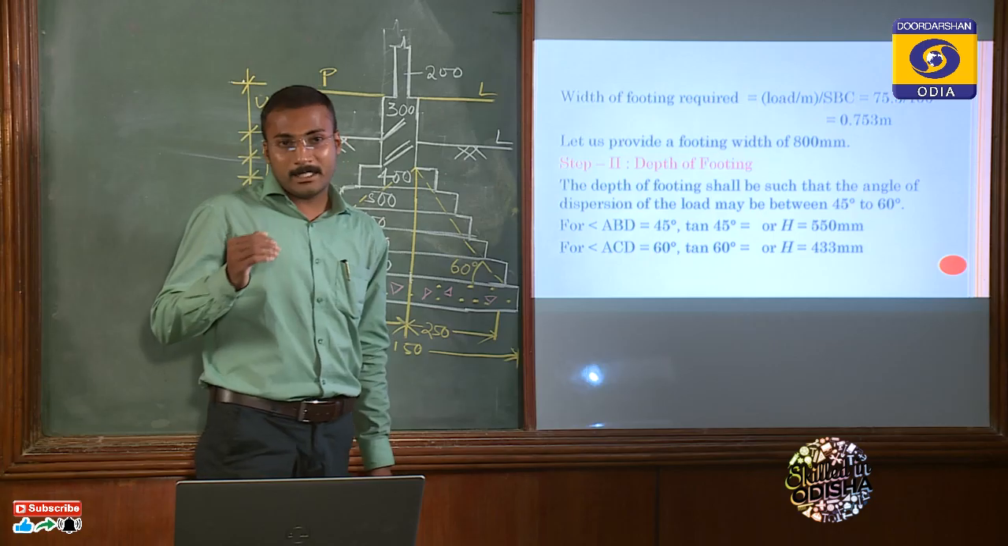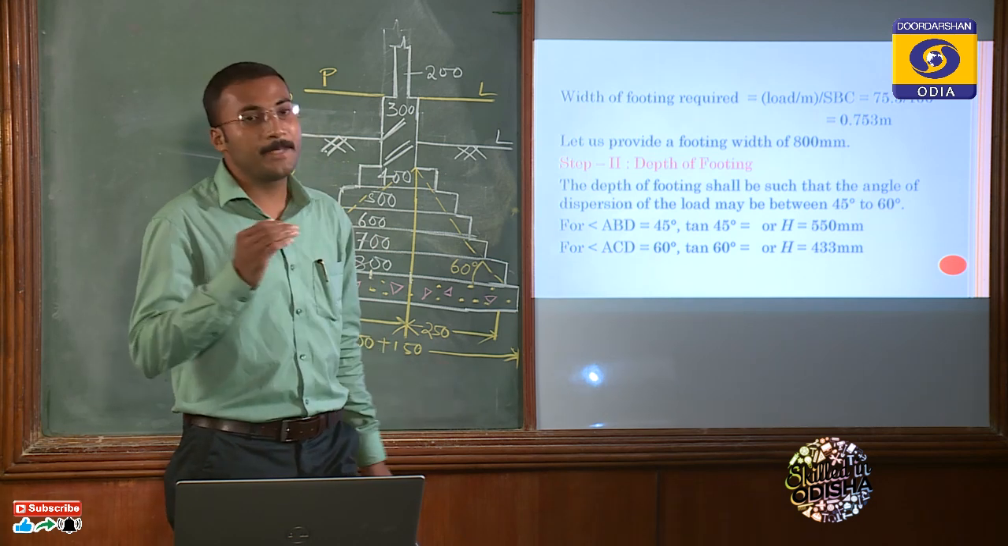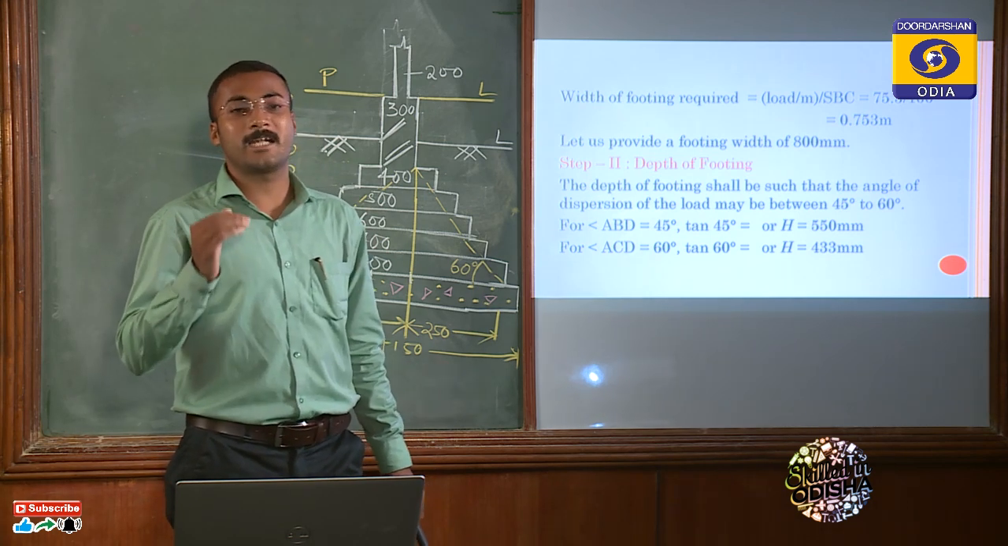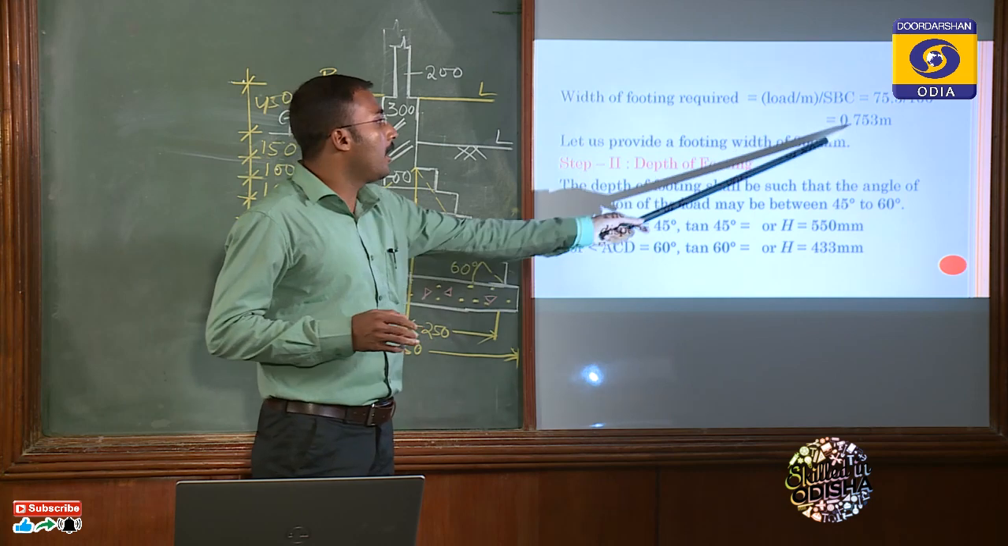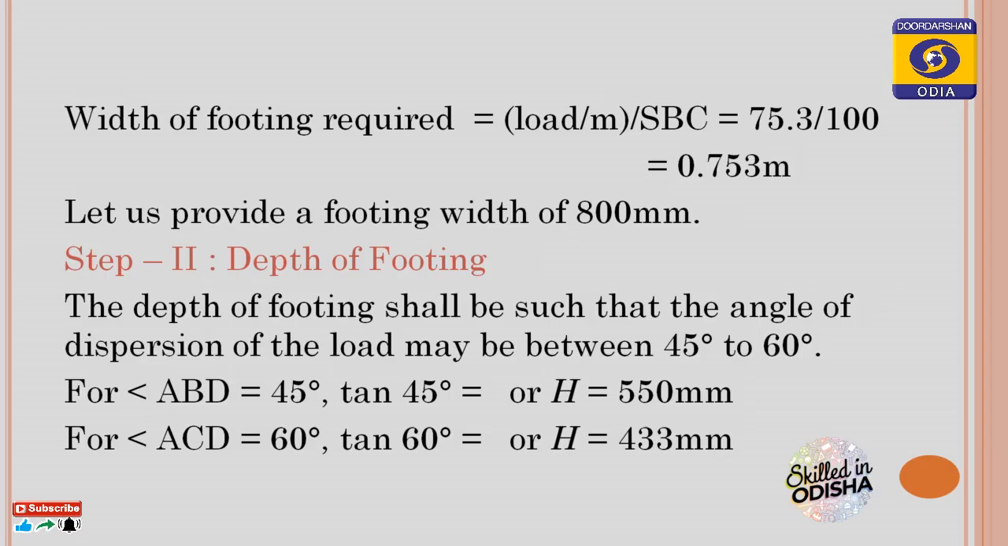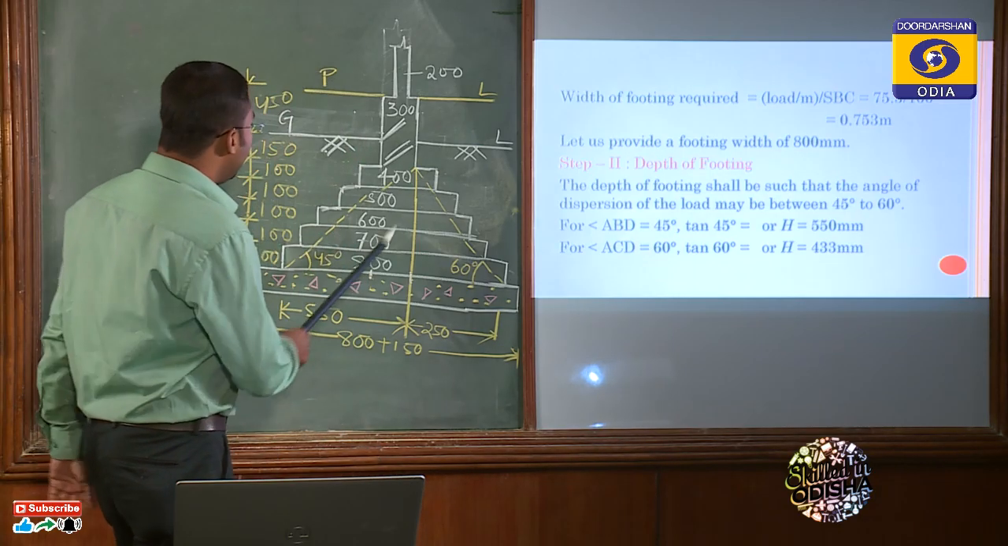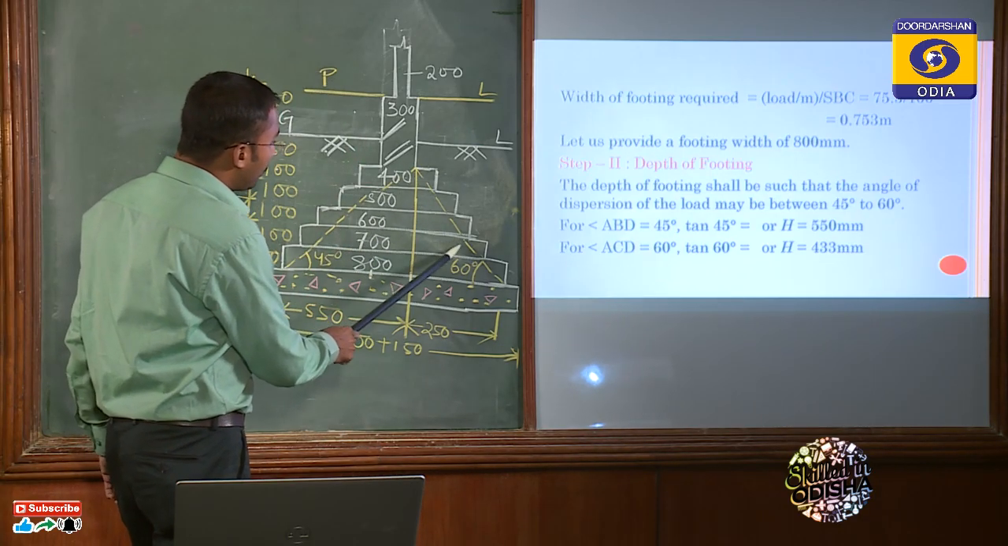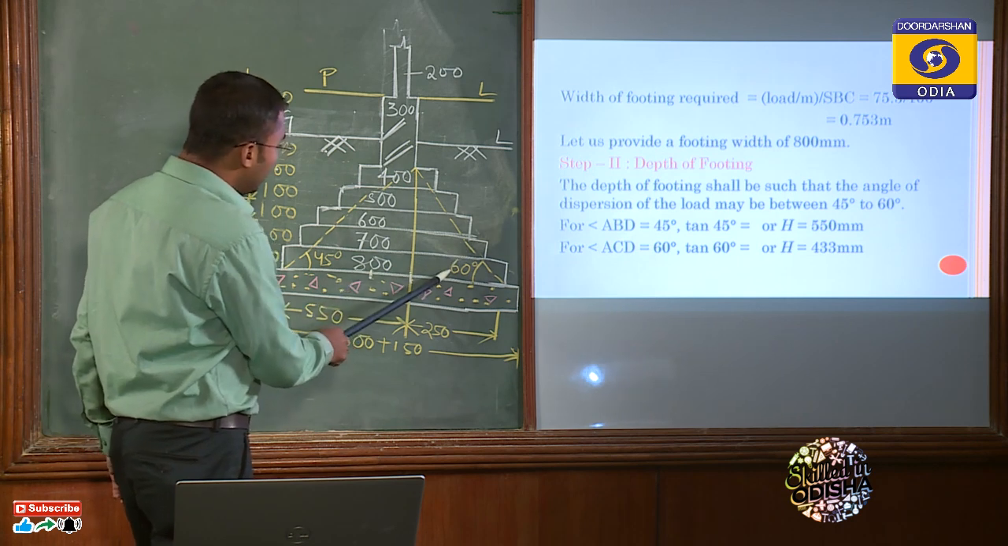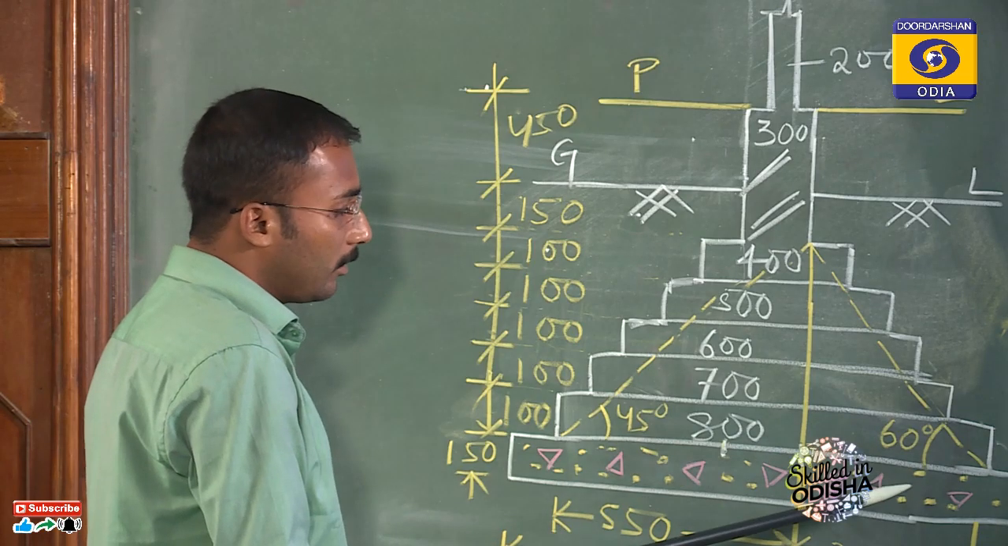So in millimeter it will be 753 millimeter, and we will round off. Rounding off this value, it comes to 800 millimeter. So let us provide a footing width of 800 millimeter. That means, see here, these are the series of steps of the footing, and this is the last level of the footing, not this.